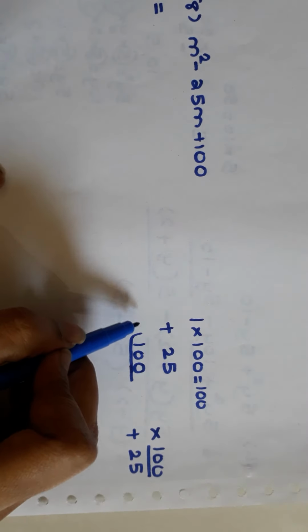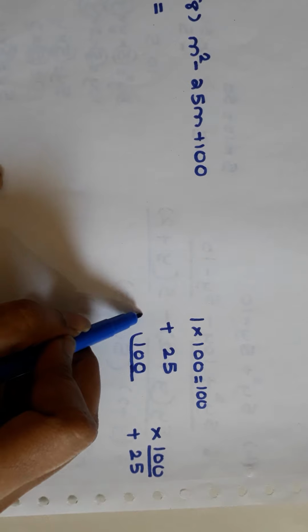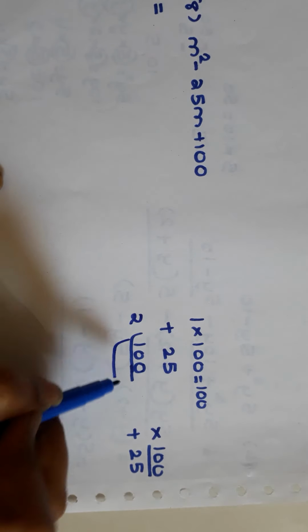Start with the smallest prime number. The smallest prime number is 2. 1 is neither prime nor composite. So we start with 2. And since 100 is divisible by 2, I'll divide 100 by 2, 50. 50 is again divisible by 2.